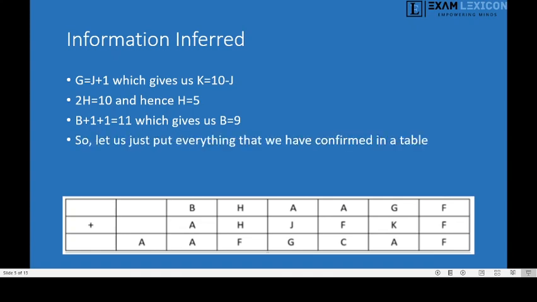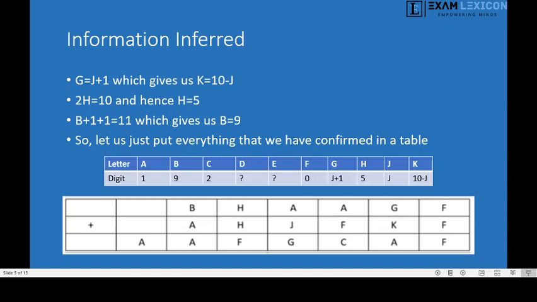Okay, so let us just put everything that we have confirmed in a table as of now. So A is equal to 1, B is equal to 9, C is equal to 2. We have no information on D and E. F is equal to 0, G is equal to J plus 1, H is equal to 5, J is equal to J, and K is equal to 10 minus J.